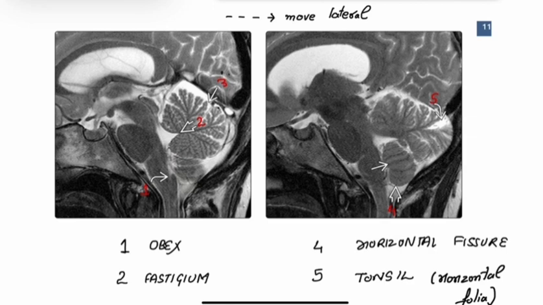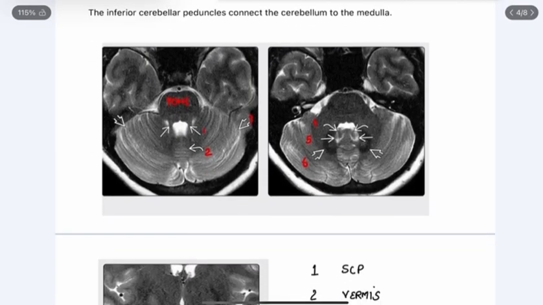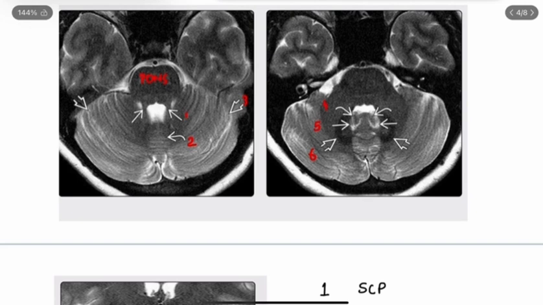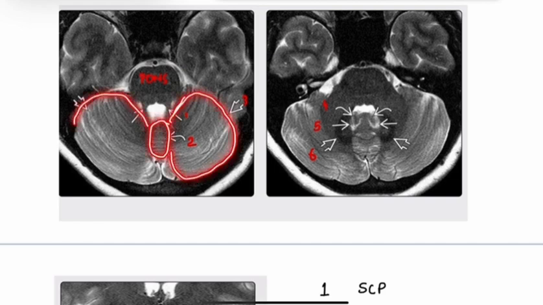As we move more laterally, we can clearly appreciate the horizontal fissure. So this is the superior and this is the inferior lobe. This is the cerebellar tonsils with horizontal orientation of folia. In this section, we can see that this is the pons, these are the superior cerebellar peduncles, and this is the cerebellar vermis joining the two cerebellar hemispheres. And this one labeled here, T2 hyperintense, is the horizontal fissure.